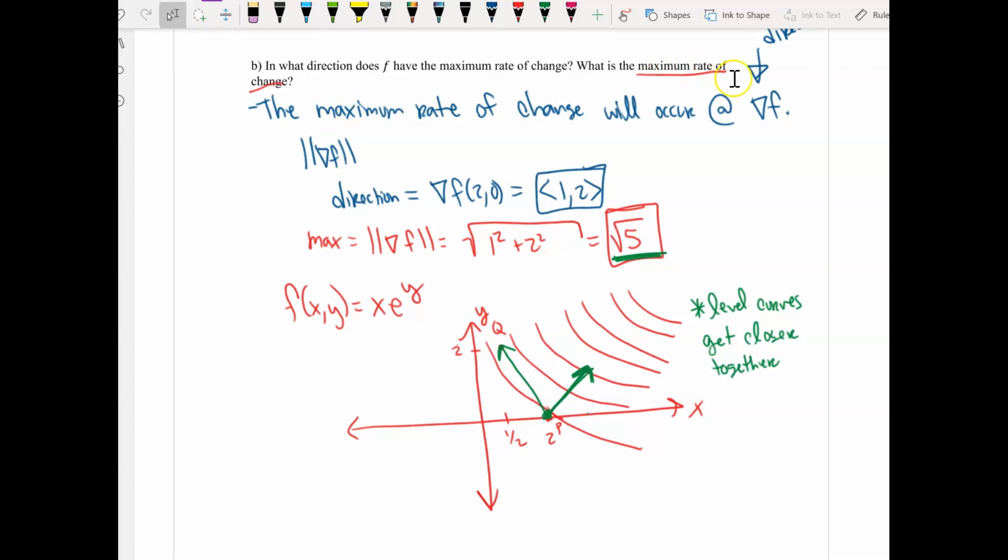So whenever I ask you for the maximum rate of change, remember the direction in which you have the maximum rate of change will be the gradient vector at the point, and the actual maximum rate of change will be the magnitude of that particular vector. Okay, so that's it for these notes.